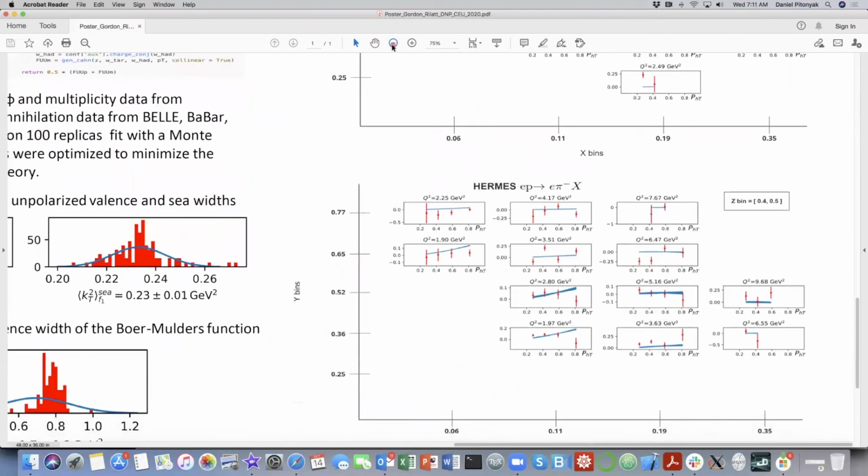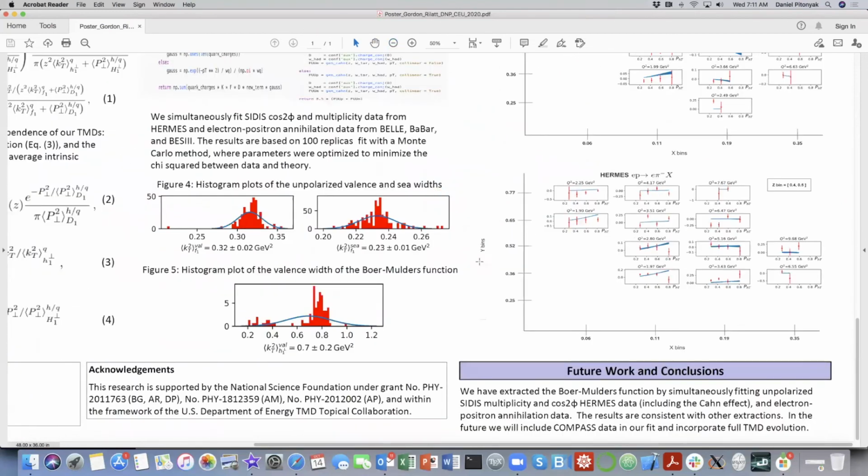And then to summarize here, we've extracted the Boer-Mulders function by fitting data from SIDIS multiplicities, cosine 2 phi data, including the Cahn effect and electron-positron annihilation data. The results, as Adam said, are consistent with other extractions of this function. And in the future, we're hoping to include COMPASS data in our fits and to incorporate the full TMD evolution.